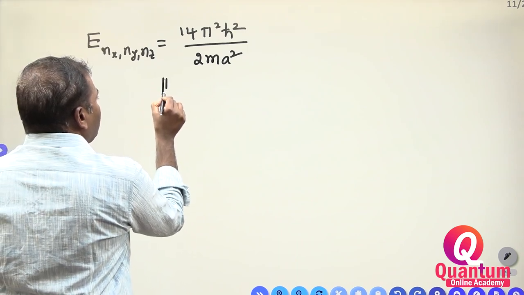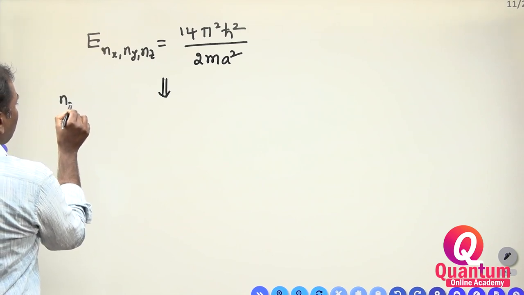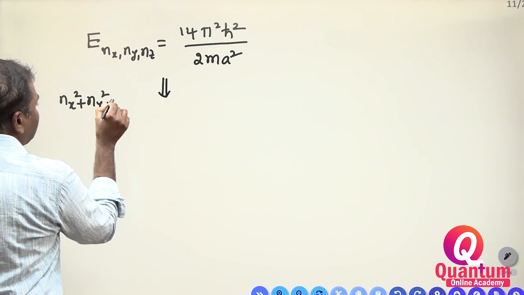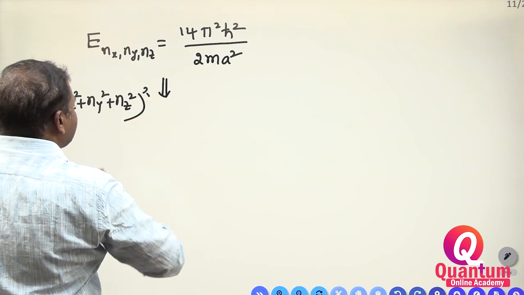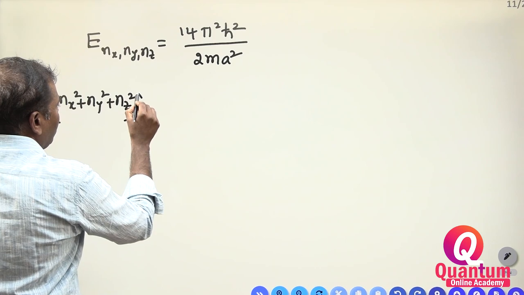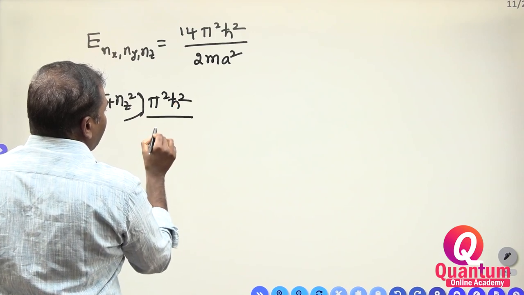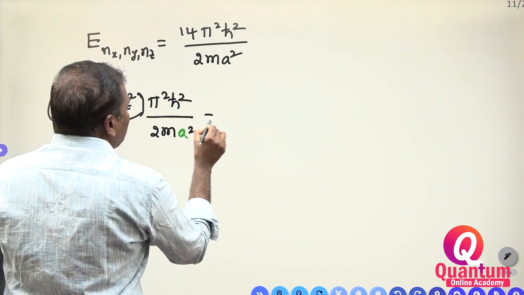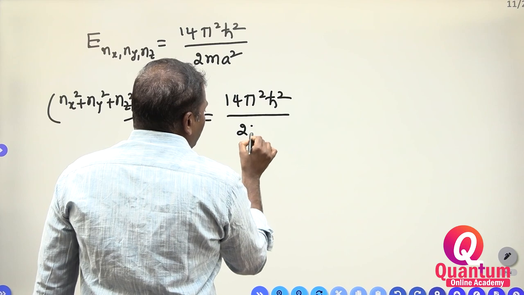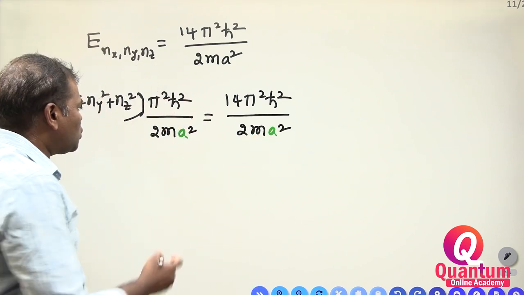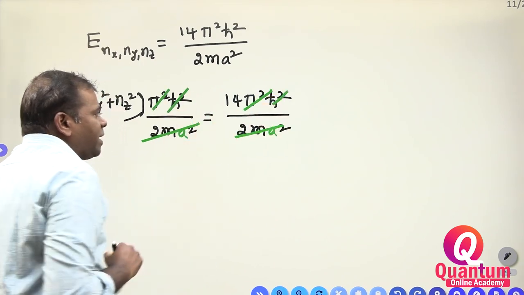Now you have to see how I am writing 14. You have to write the formula: nx square plus ny square plus nz square, this is the n square value. The n square value multiplied by pi square h cut square divided by 2 m a square is equal to 14 pi square h cut square divided by 2 m a square. Clear? So 2 m a square gets cancelled, pi square, h cut square get cancelled.